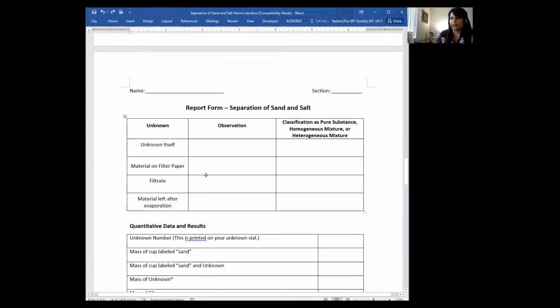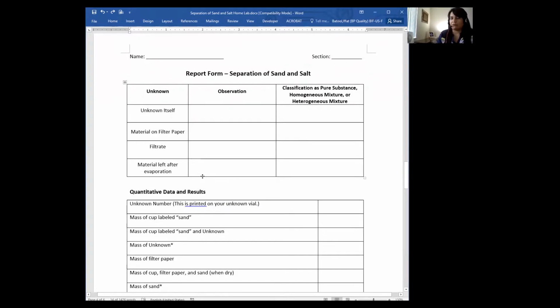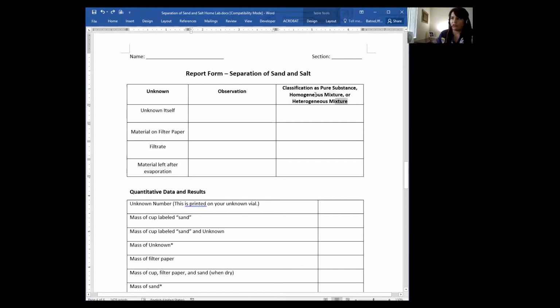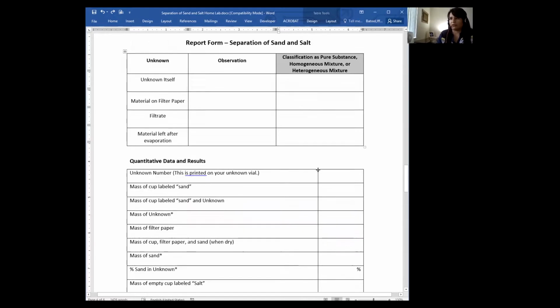you will get this report form, and this is the report form that you will be completing while performing your lab. The first table has a bunch of observations and the classification based on the observation. So you will learn the definition of all these three in the lecture, and you will have the observation based on the material that you are testing. And then from that observation, you can just classify those materials.